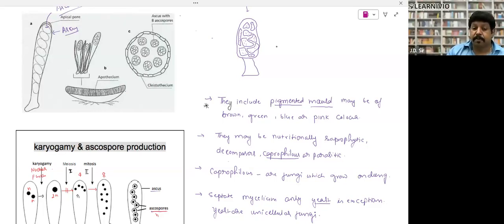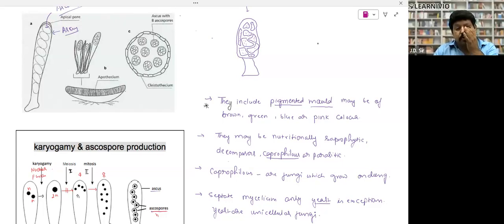Let me tell you, some pigmented fungus are very poisonous. Right? They are very poisonous. And the mushroom we eat belongs to Basidiomycetes, the last class which we will study. And even these morels are also important.